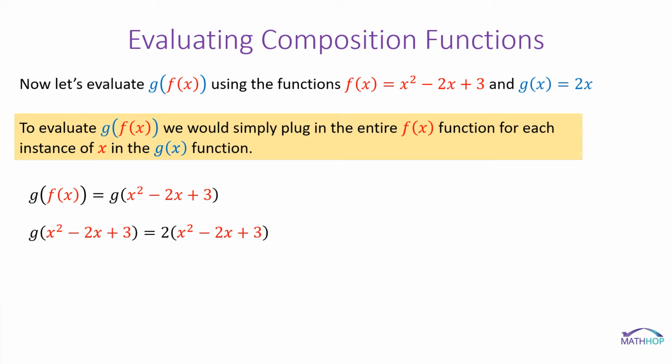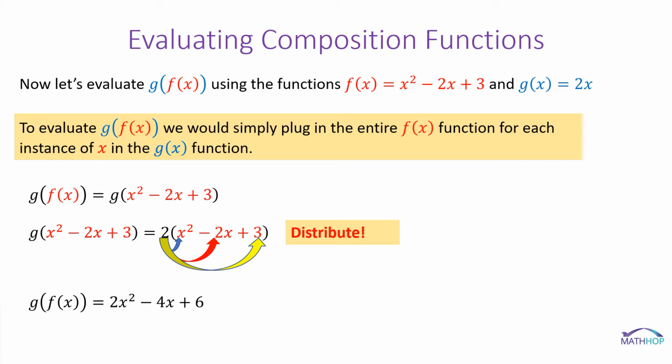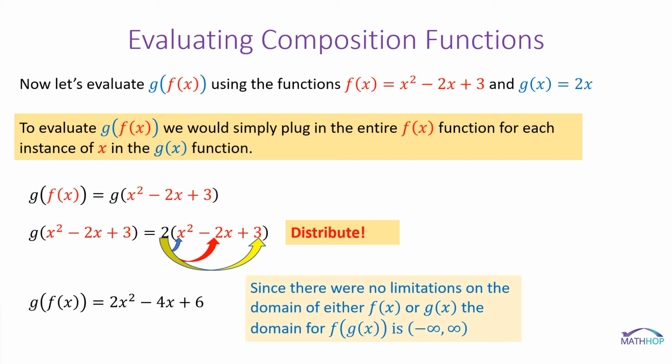So let's do that. g of x squared minus 2x plus 3 is equal to 2 times the quantity x squared minus 2x plus 3. Don't forget to distribute. Distribute the 2 to everything in the parentheses. And we get g of f of x is equal to 2x squared minus 4x plus 6. Once again, there were no limitations on the domains, so the domain for the composition g of f of x is all real numbers.